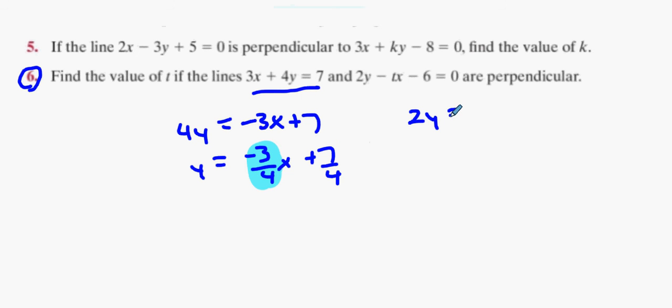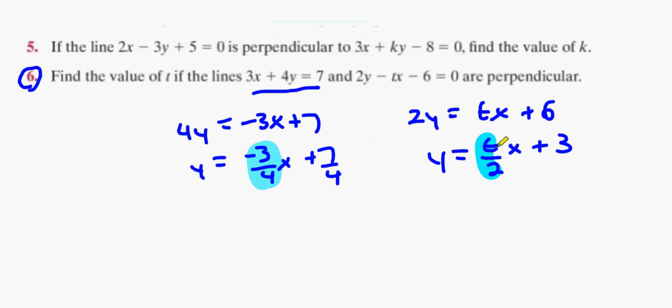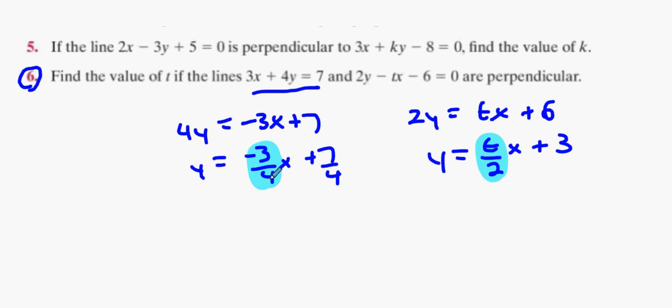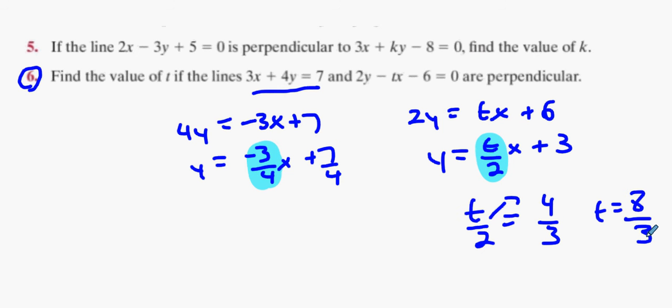2y equals tx plus 6, y equals t over 2 x plus 3. Somebody did this quicker the other way. What does t over 2 have to be? Has to be 4 over 3. Why does it have to be 4 over 3? Has to be perpendicular. So this means that t will be 8 over 3. Once again, junior cert level question.